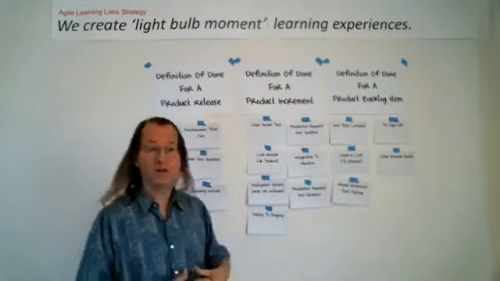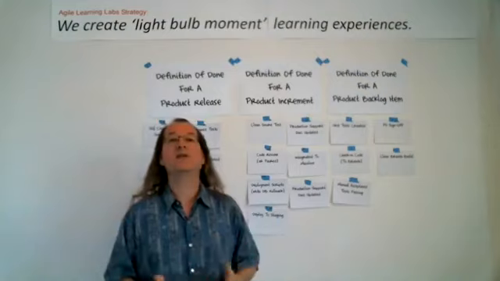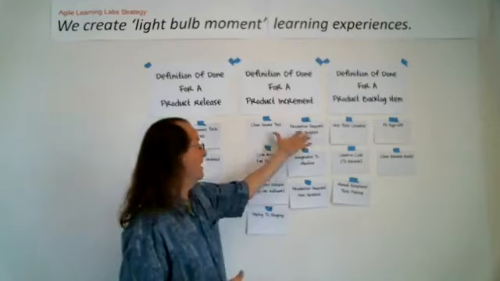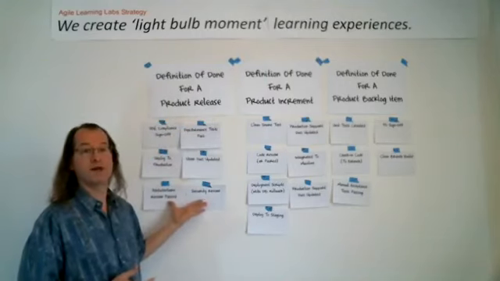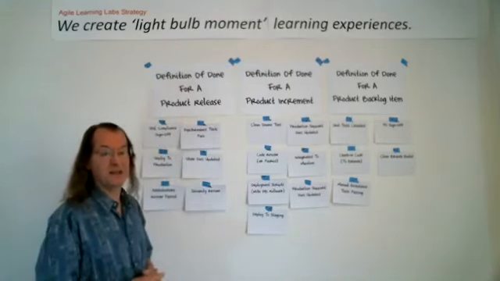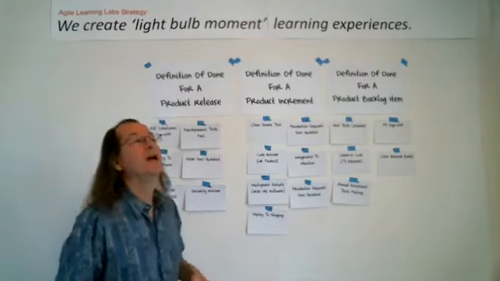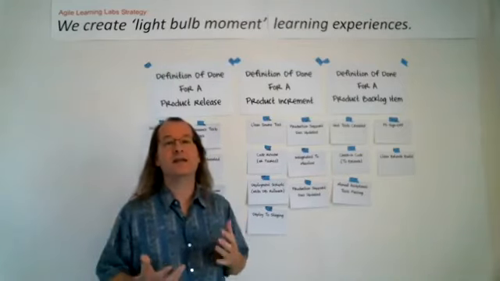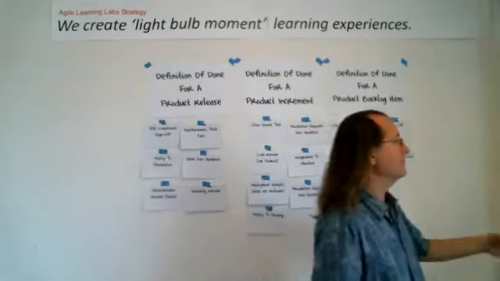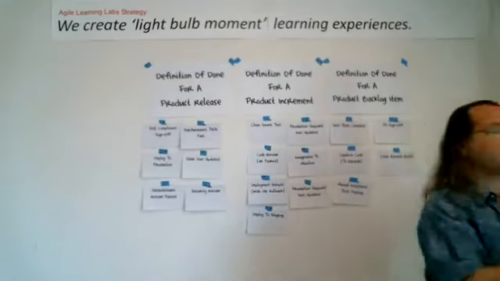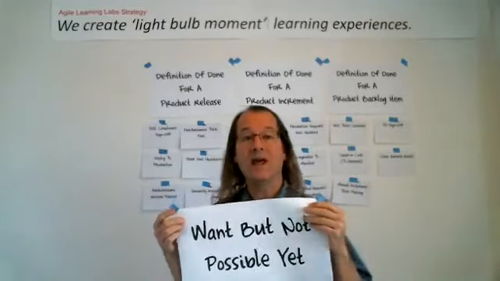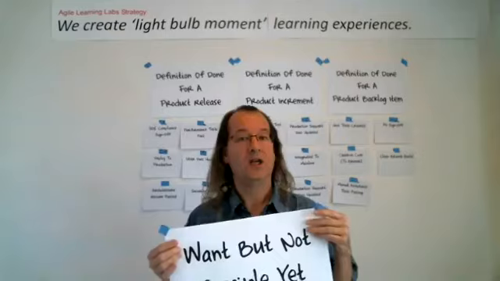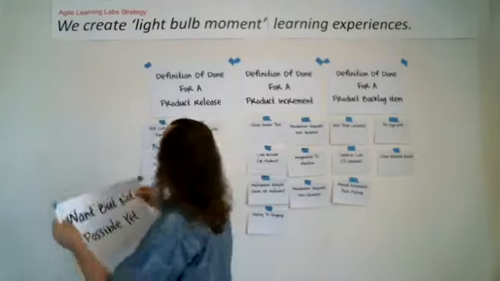We've created definition of done for the product increment, right? By the end of the sprint, what can we count on? Oh, this stuff. And then we have definition of done for a release, right? What's the stuff that's left over that we haven't already done? Well, we're going to have to do that before we release. Then the next thing I do is I create one more category. I call it want but not possible. These are things that we would like to be doing every release, but we're not even doing these currently every release. So we're going to put that up here.